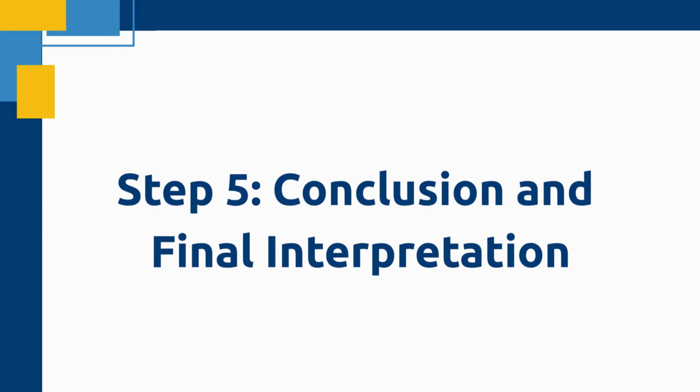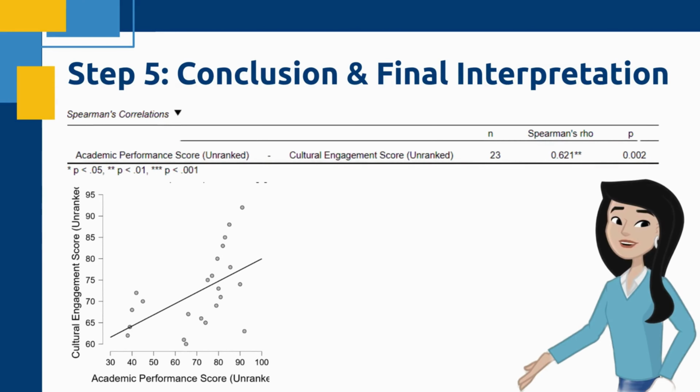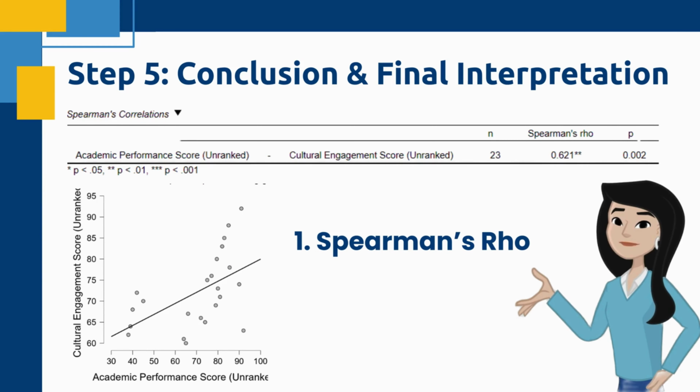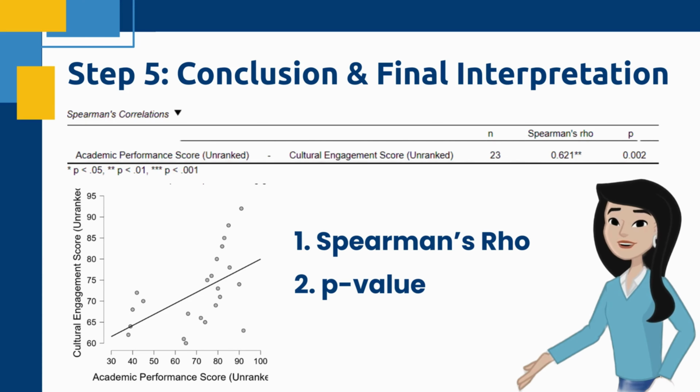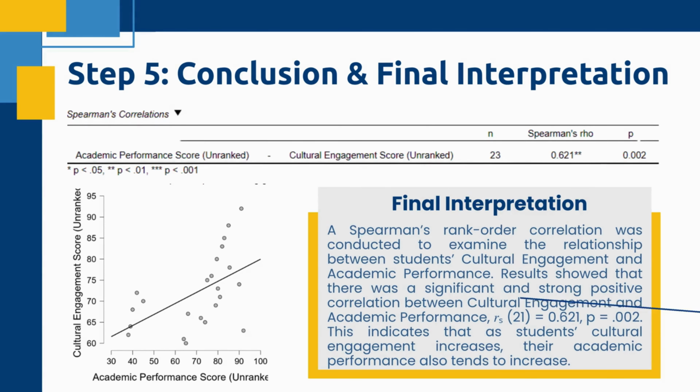Step 5. Conclusion and state final interpretation. We focused on 2 key results. Spearman's rho, to measure the strength and direction of the relationship, and the p-value, to check if the result is statistically significant. This is our final interpretation.